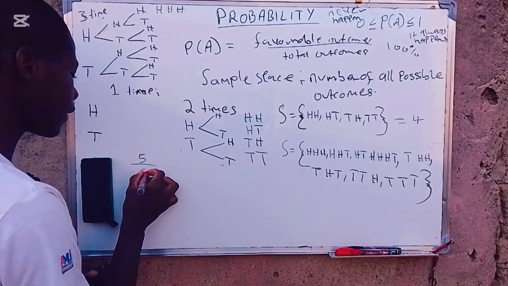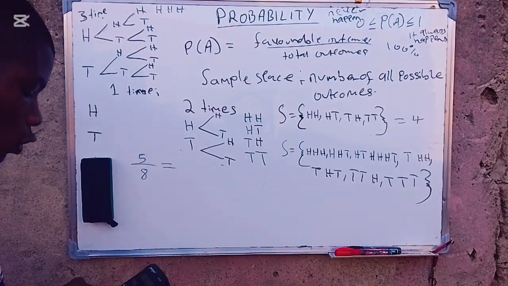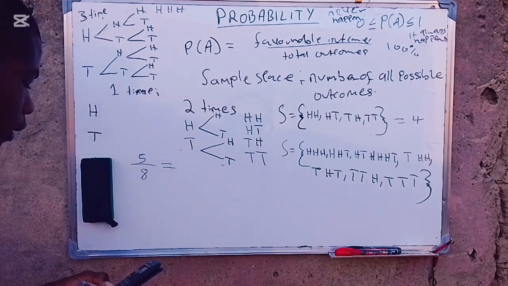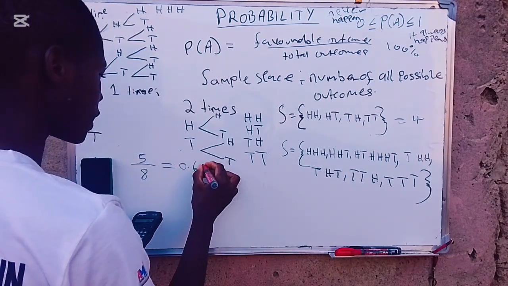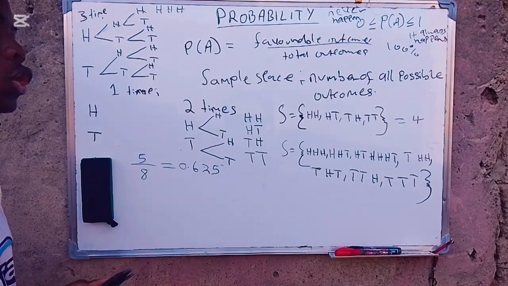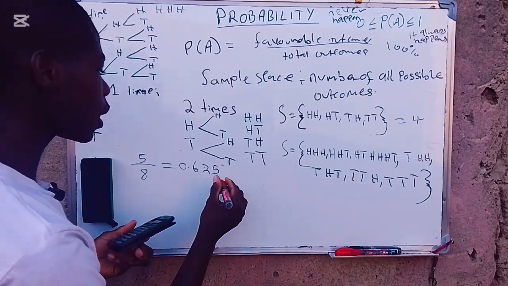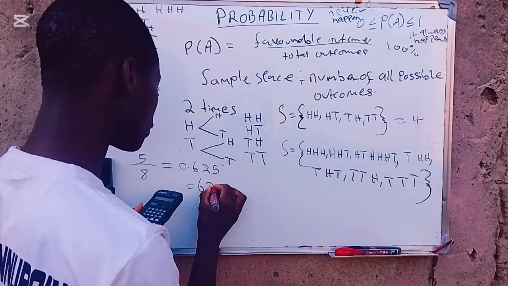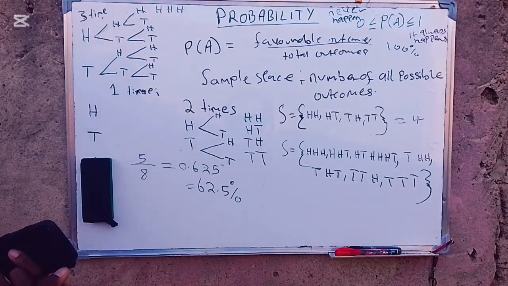Divided by the value of 8. So if I say 5 divided by the value of 8, this should now be 0.625. So this is the probability. So what are the chances? If I multiply by 100, this should now be 62.5%.